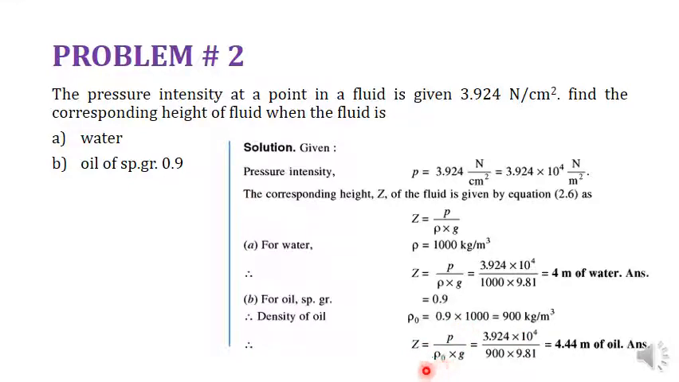So after getting this density, it will be very easy to input in the hydrostatic law for the pressure heads. So it will be P, the pressure intensity, same as given in the given data. Rho naught is the density of the oil into G, that is 9.81. So you are inputting all of the values, and again you are getting the answer, 4.44 meters of the oil.